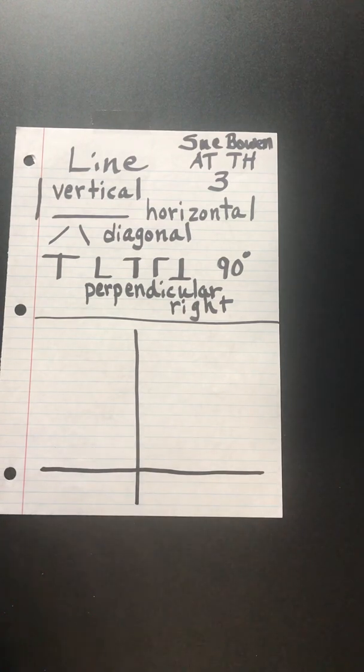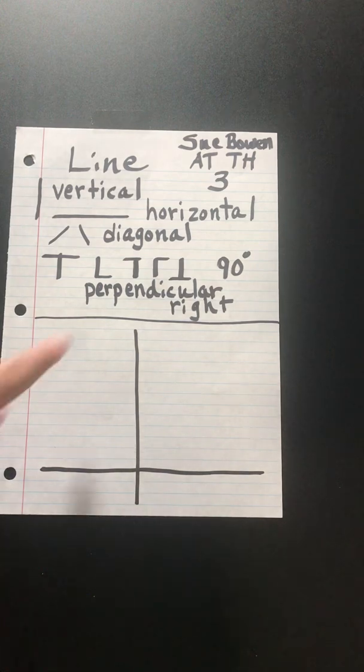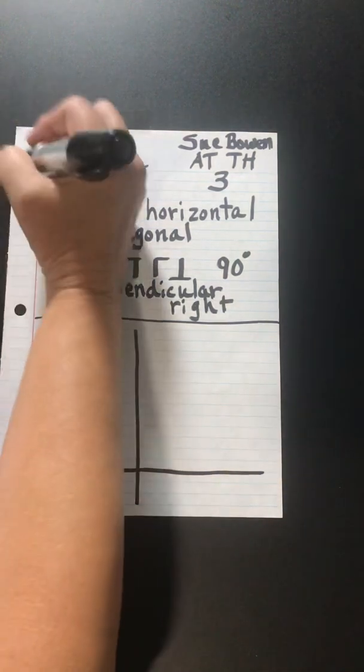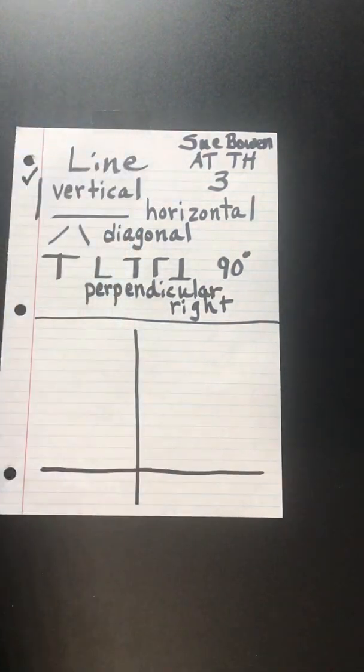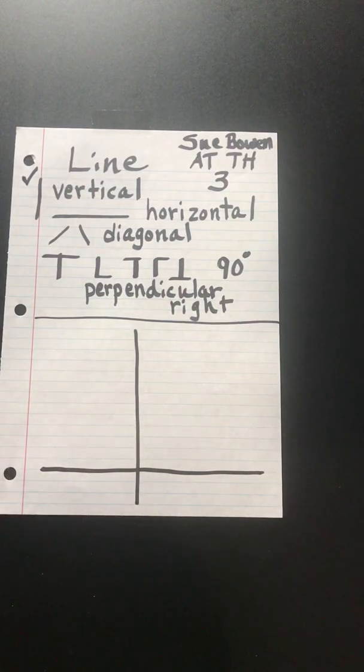All right, let's evaluate what we've done so far. Did we draw a vertical line? Yes, this line right here is vertical. So let's go up here and make a check. Did we draw a horizontal line? Yes, let's give that a check.